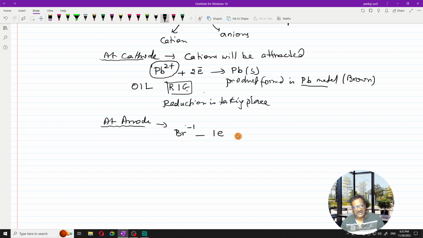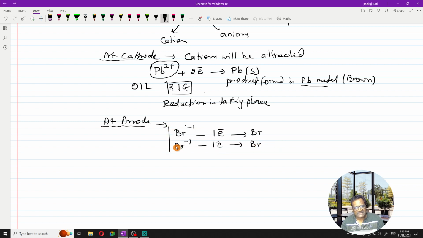It will give away one electron to get converted into a bromine atom. Now we want one more. Imagine this is one bromide ion giving away one electron at the anode and getting converted into a bromine atom. Suppose there's one more bromide ion also coming near the anode, and it is also losing one electron and getting converted into bromine.